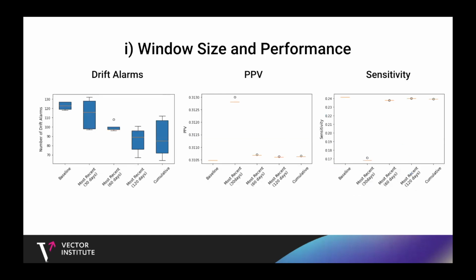So what I found was that a larger look-back window for updating results in less drift and improved sensitivity, but that plateaus. When we're using all of the data, which is indicated by the cumulative, it doesn't actually have an improvement over using just the most recent 120 days. And so in a lot of situations, you don't actually need to use all of the data, which is really useful to know because it takes longer to update and retrain on the entire data set.